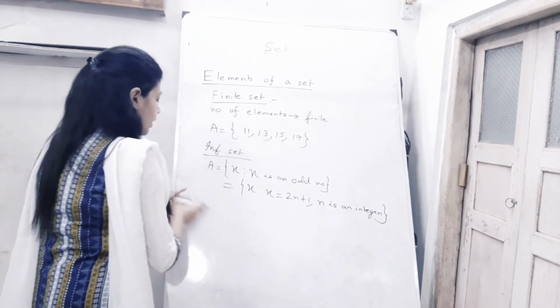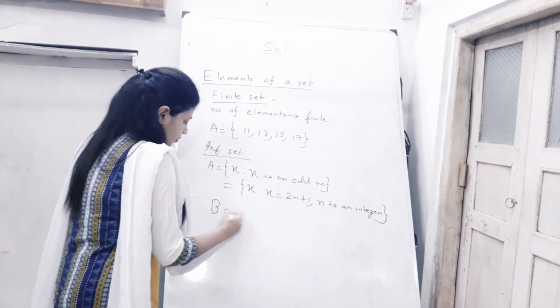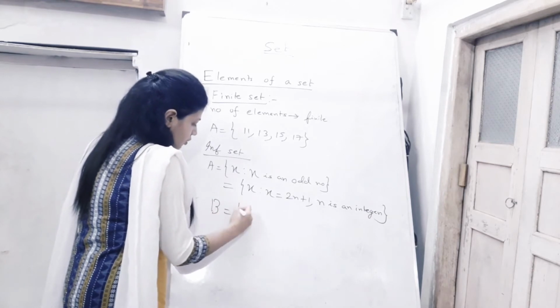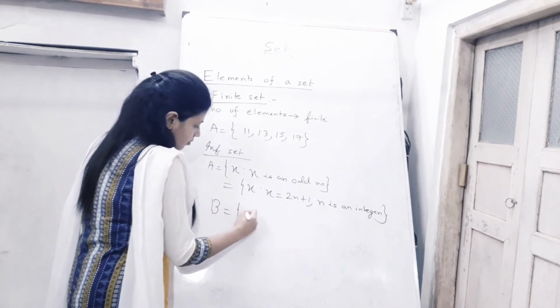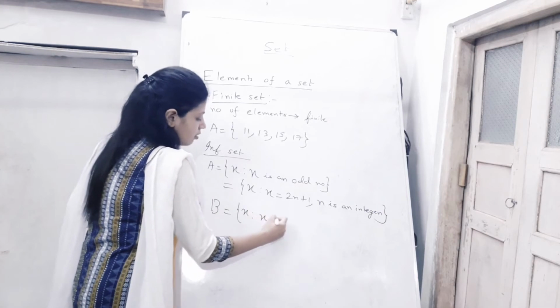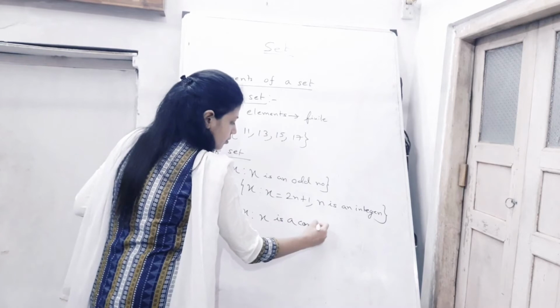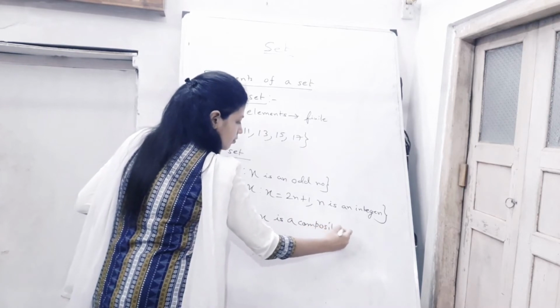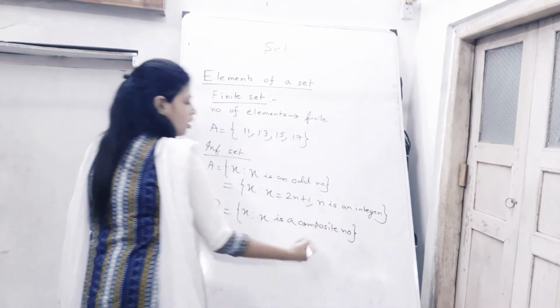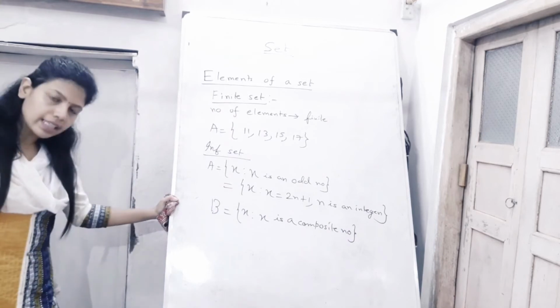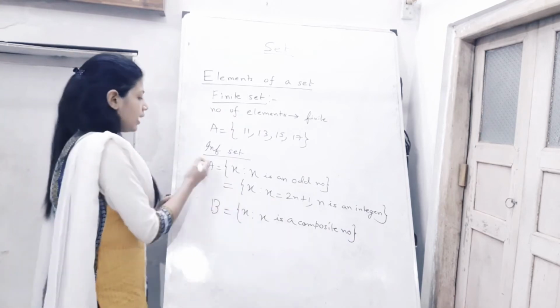If you take the second one, B equals x such that x is a composite number. This one also, composite number means so many numbers are there, so it is also an infinite set.